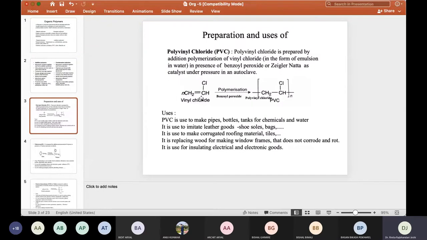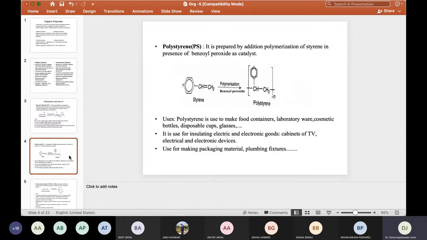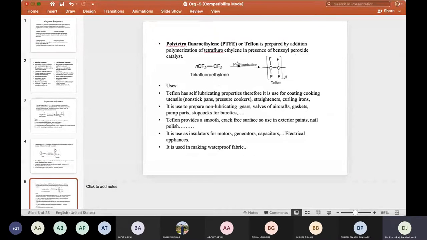The monomer is vinyl chloride. On polymerization, you get the PVC; uses as well. You also need the preparation of polystyrene, an addition polymer, very simple: monomer changes into the polymer, and the double bond changes into a single bond. The uses we have discussed.